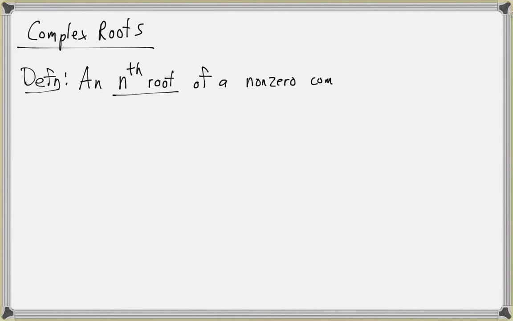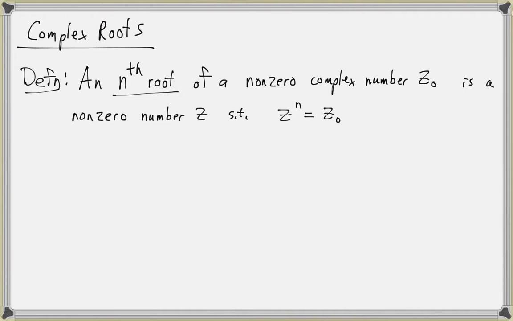So first, let's define the nth root of a complex number. An nth root of a non-zero complex number z0 is a non-zero number z such that z raised to the power n equals z0.